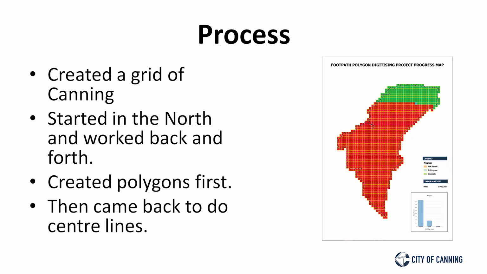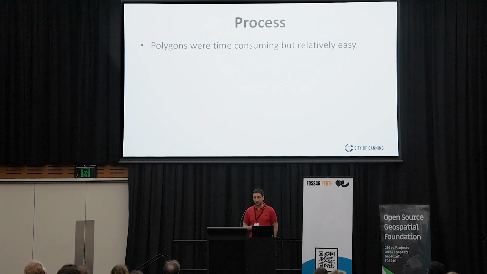So the process, I started by creating a grid over the City of Canning, and I started at the north and worked back and forth like an old school printer, working my way down. I created the polygons first, and you might be asking why I didn't do the lines at the same time, because I very quickly realized I was in for a long haul and I wanted to win, so I got them done first. And then I came back to the center lines. So the polygons were easy, but pretty time consuming.